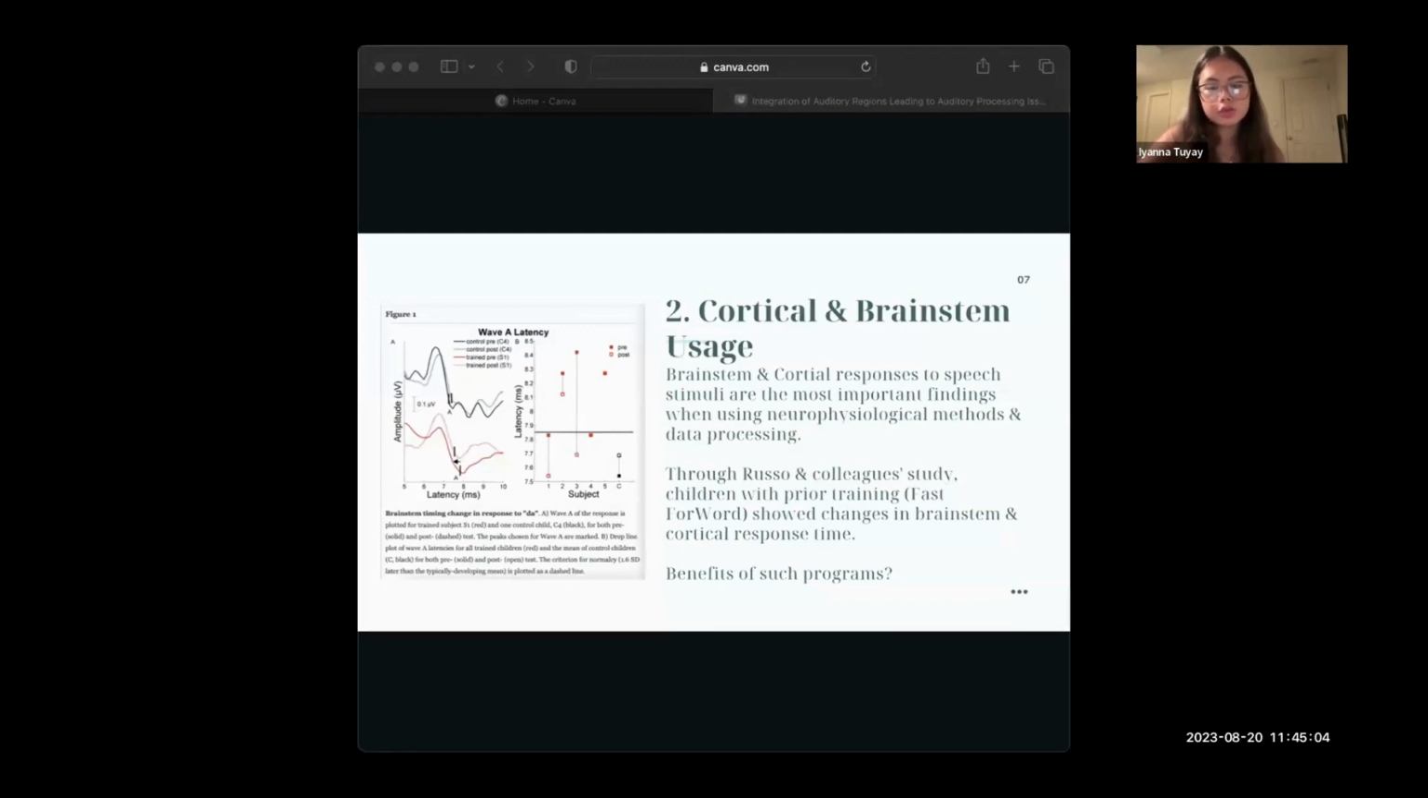Results showed that children with prior training showed changes in brainstem and cortical response times, so hence a faster brainstem response time. And through Russo and colleagues' study, it questions the benefits of such programs. Like, do these types of programs result in a faster cortical response time? The image to our left shows the brainstem timing change in response to the word da in their study.